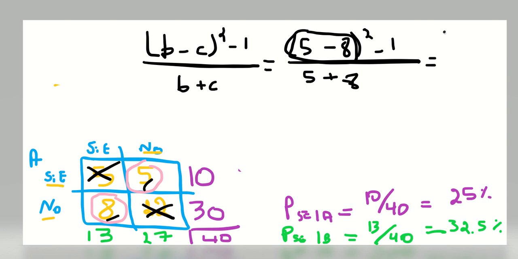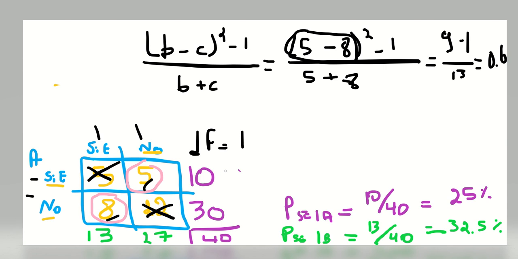So again, this here would give you negative 3. You square it, you get 9. 9 minus 1 divided by 13. So that's 8 divided by 13. And this is 0.6 something. What about degrees of freedom? The degrees of freedom is actually 1. Okay, remember you have 2 columns, 2 rows. It gets your degrees of freedom at 1.